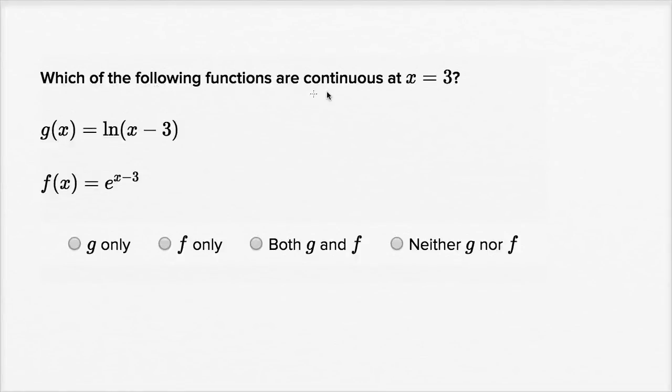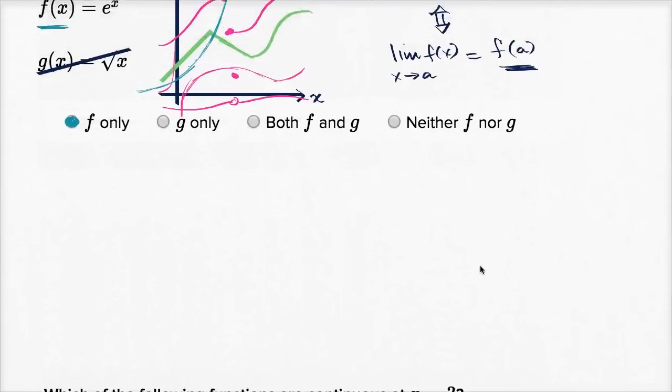Which of the following functions are continuous at x equals 3? Well, as we said in the previous video, in the previous example, in order to be continuous at a point, you at least have to be defined at that point. We saw our definition of continuity.